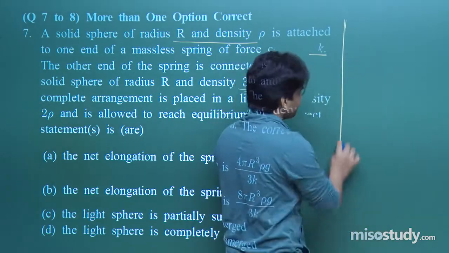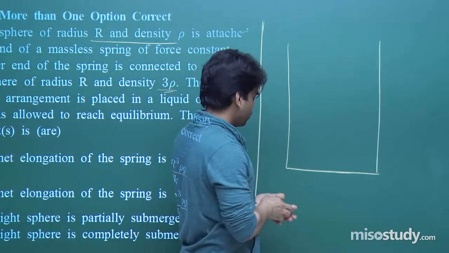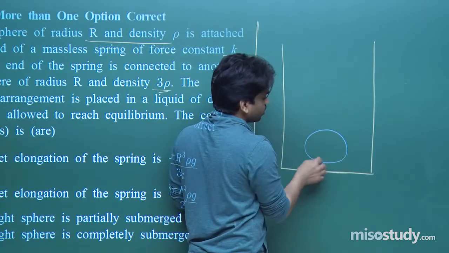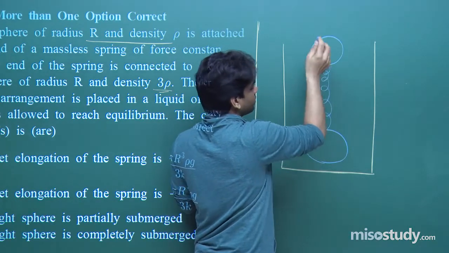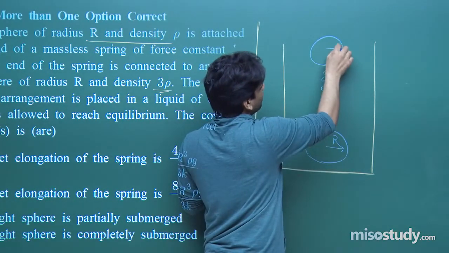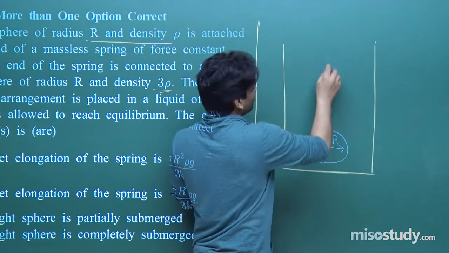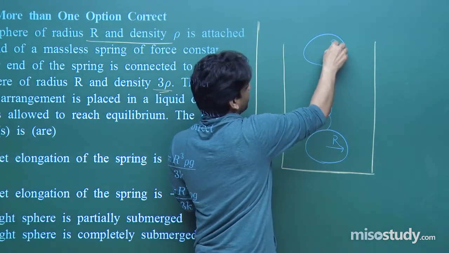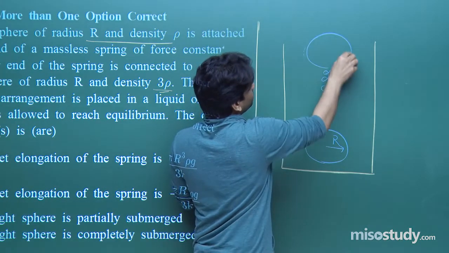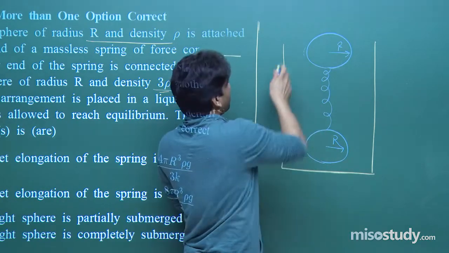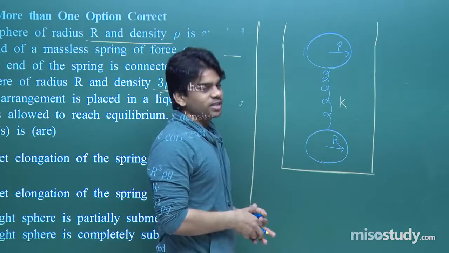See here, the case. We have a container containing a liquid of density 2 rho. Two spheres we are having. One spring is attached here. We have another sphere. Both are of radius R. No need to get confused with the relative size that I have drawn. Both are of the same radius R in these two cases. I believe you can make out what I am trying to show you here. The force constant is K, the spring constant given as K.